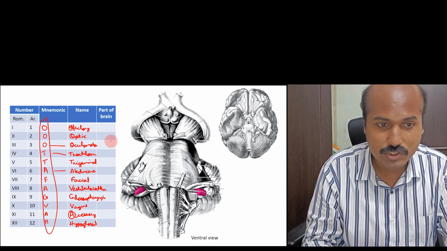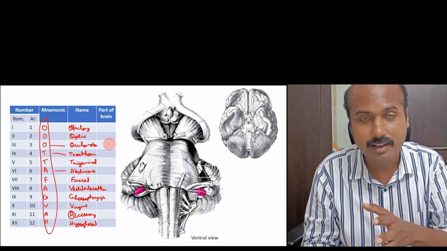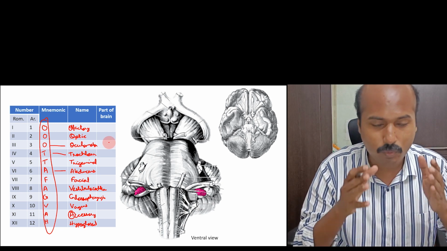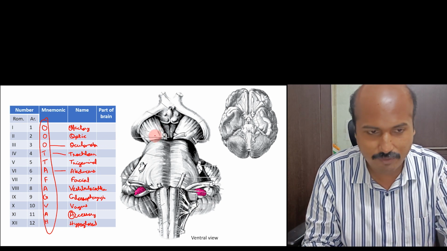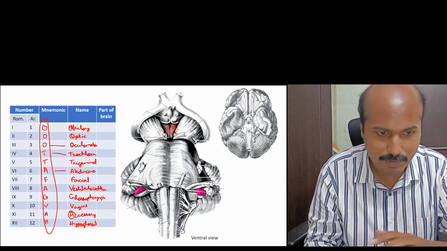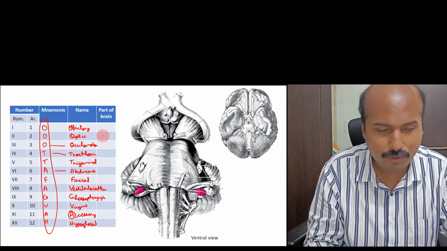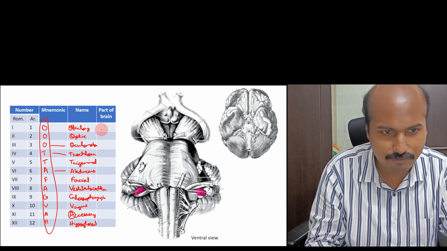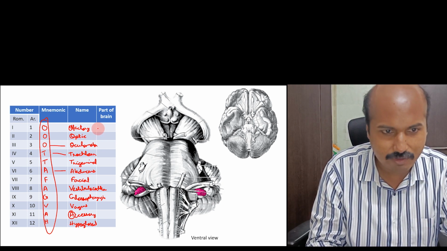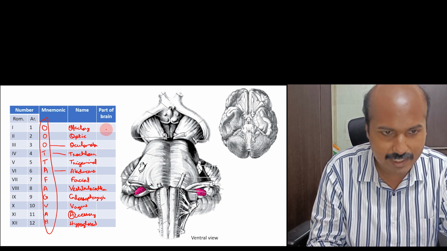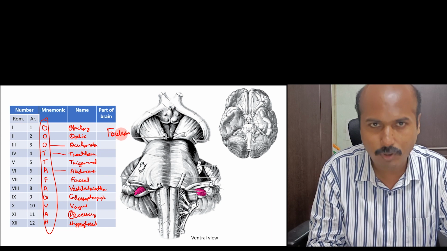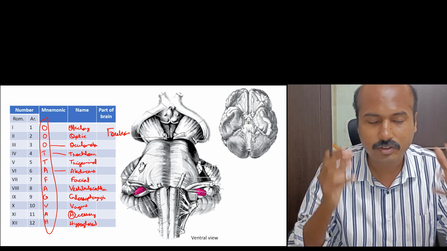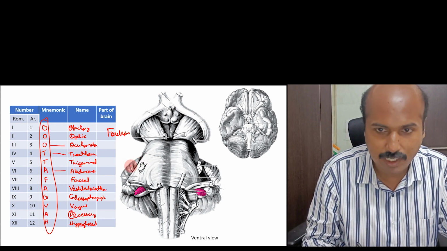So next we are going to see which part of the brain these are arising from, or which is the part of the brain where this is attached to. So that is a place where we are going to use this picture also. For the ease of understanding, I'll first say that the cranial nerve number 1 and 2 are attached to the forebrain. It is attached either to the cerebrum or to the diencephalon. Okay, so that is cranial nerve number 1 and 2.